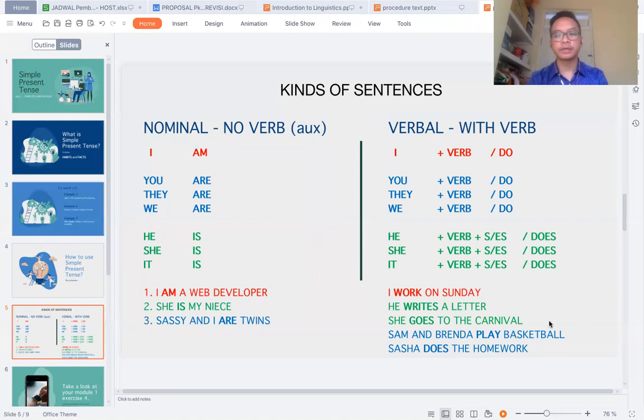Oke, the next one would be the verbal. Nah, verbal ini lebih mudah, yang seperti tadi ya. Ketika kalimatnya ada kata kerjanya, begitu.